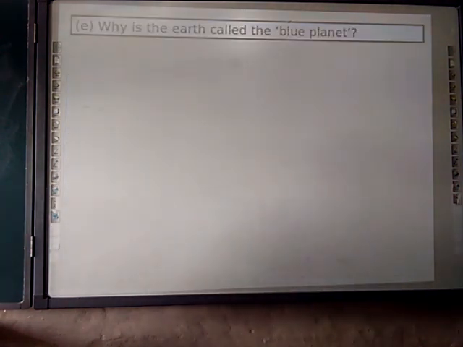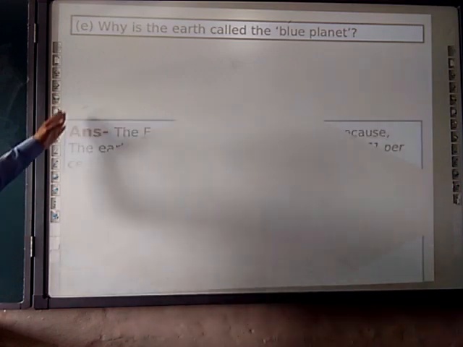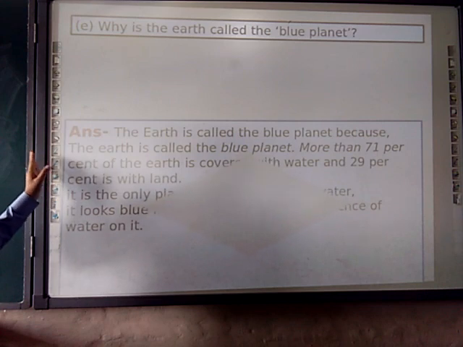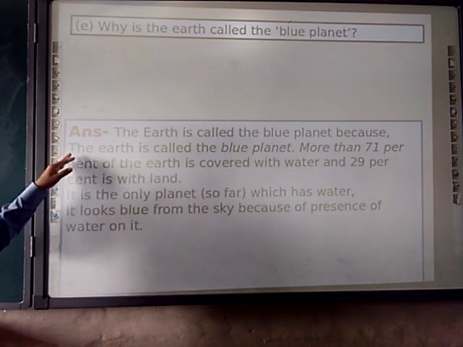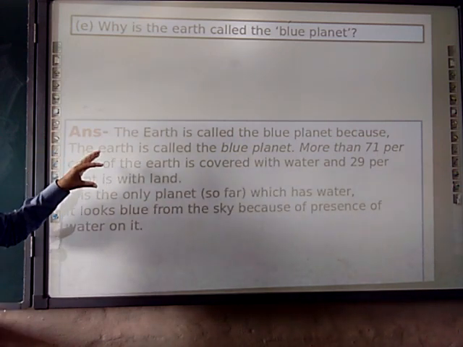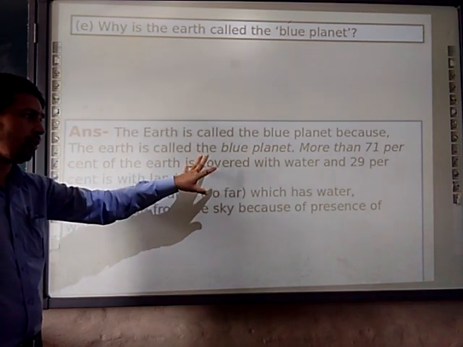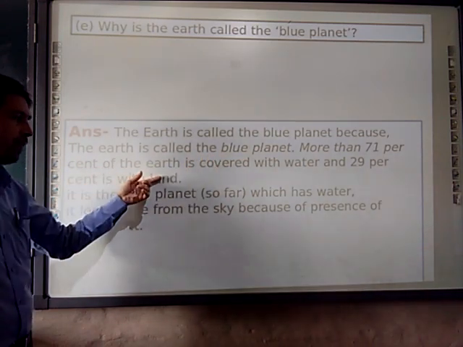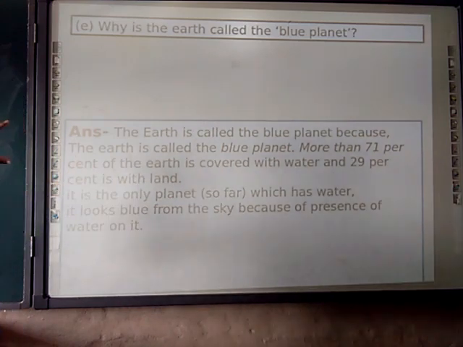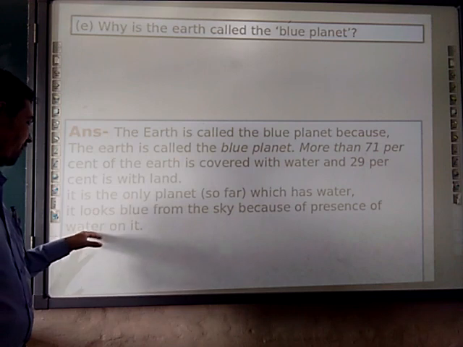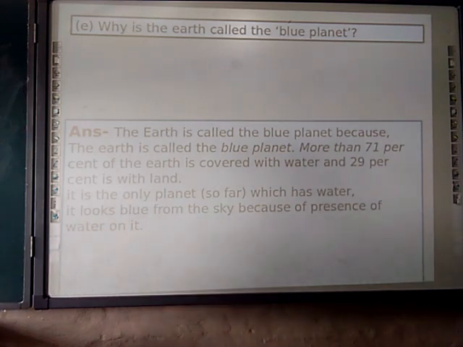Why is Earth called a blue planet? Just now we have seen this answer. The Earth is called a blue planet because it has 71% water covering it and 29% land. Right? That's why it looks blue in color from the sky, because of the presence of water on it.